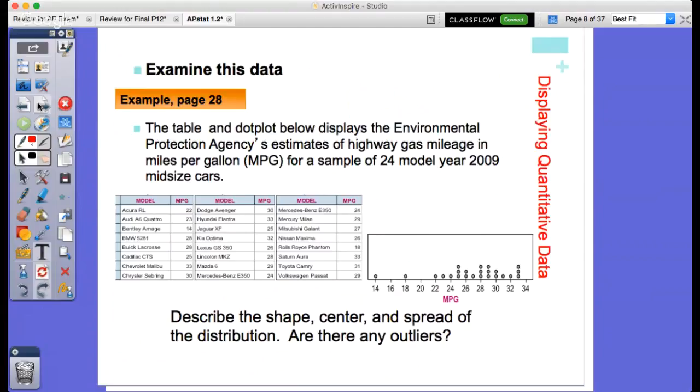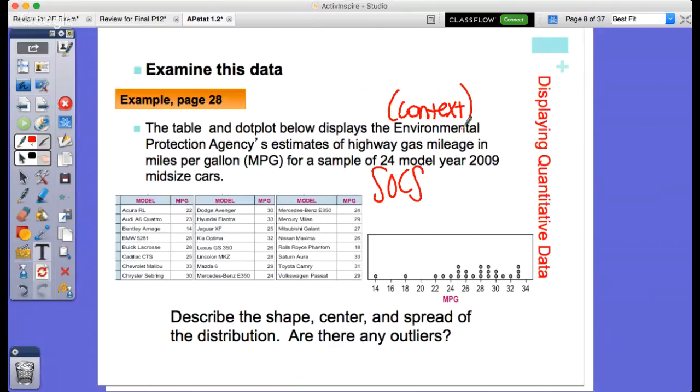All right, so we see that this is the distribution of a table for the Environmental Protection Agency. If I said to describe the shape, center, and spread of the distribution, let's talk about what we would state there. The first thing you want to make sure of is that you put context in. Context is key. If you do not put context, you will get the entire thing wrong on those FRQs. So you must state what you're talking about.